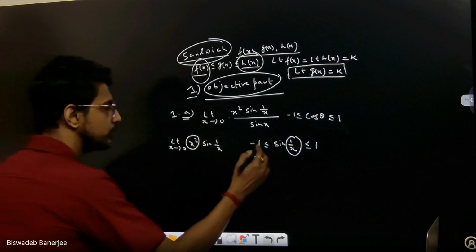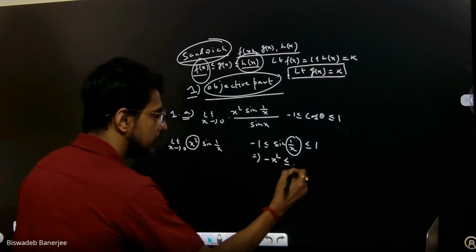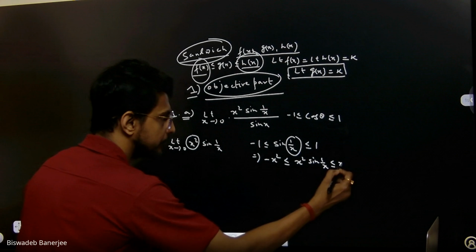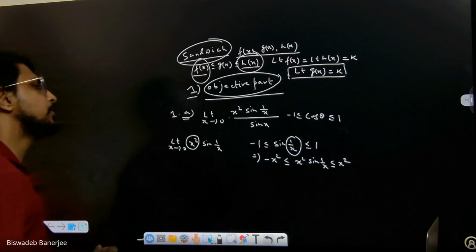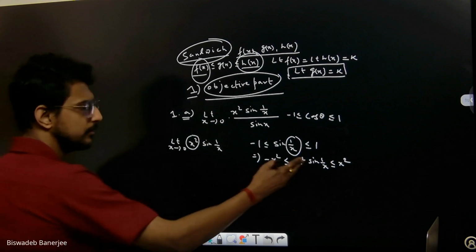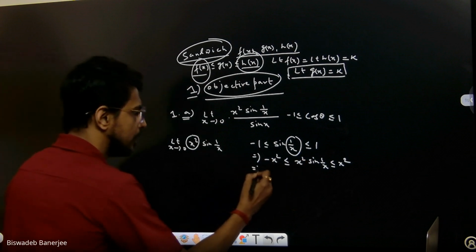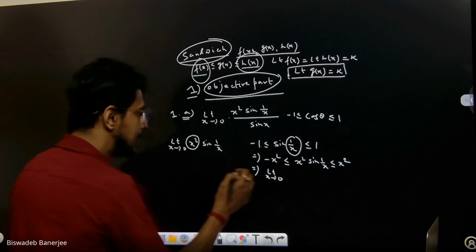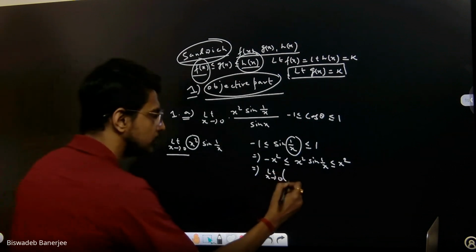Multiply both sides with x square. See that if we multiply both sides with x square, this will be this. Now we are taking limit on both sides, as x tends to 0, we are taking limit on both sides.